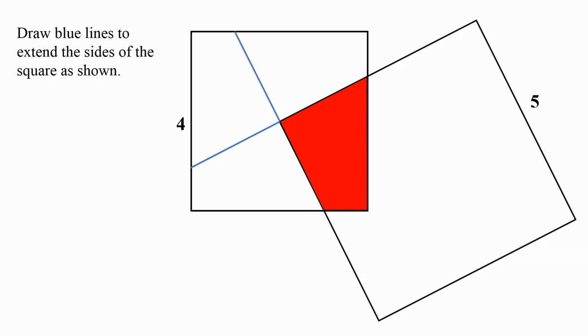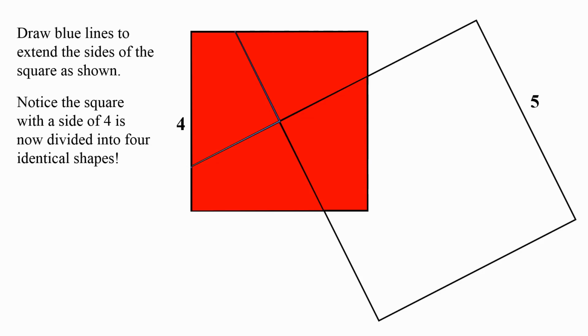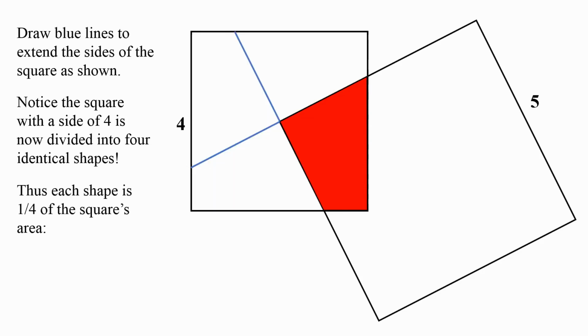So the red region has an area equal to the area of the square, which is 4 times 4, or 4 squared, and then we divide it by 4. This will be equal to 4. Amazing. In fact, we can extend this problem: the area of overlap between the two squares always has an area of 4.